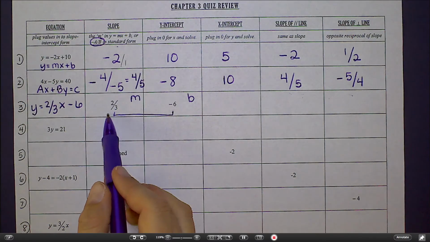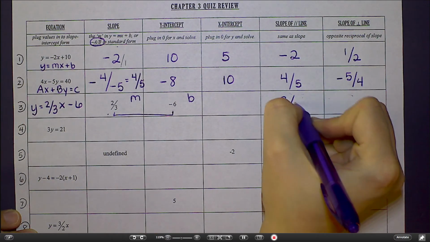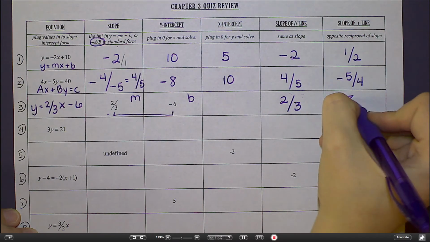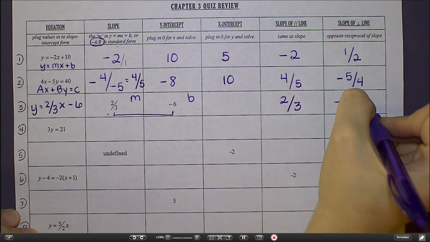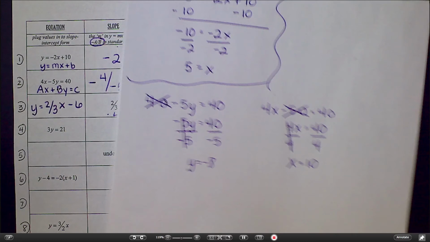And if I know my slope is 2/3, I can jump down to the end here. I know this is also going to be 2/3. And then my opposite reciprocal would be negative 3/2. Again, the x-intercept is going to require a little bit more work. At the x-intercept, you always, always, always know that y is equal to 0.